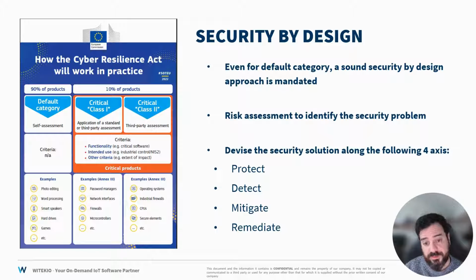So the first one is to have a risk assessment. You do not provide generic security. You need to be aware, for each product, of what the threats are and how they are dealt with by the product. And the four others really can be categorized into four axes: protection, detection, mitigation, remediation. So let's go a bit more into details.